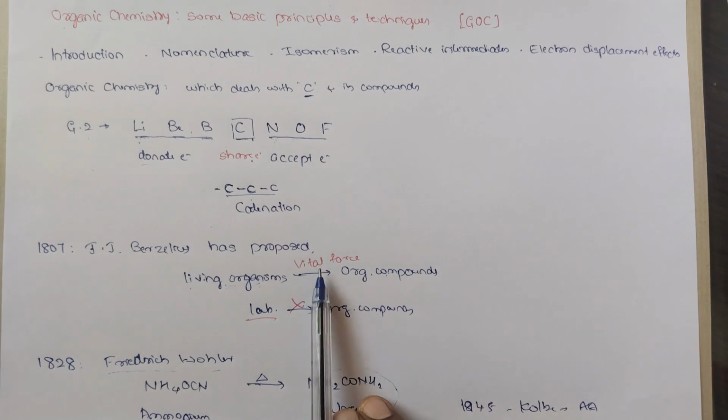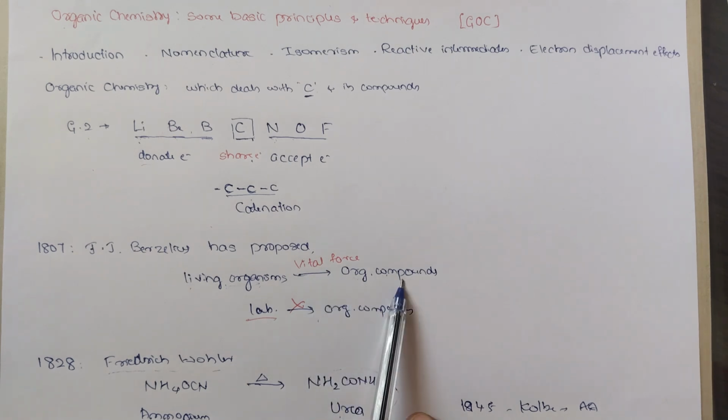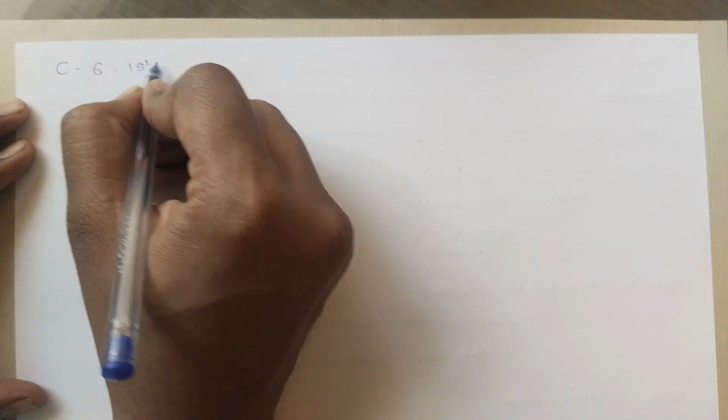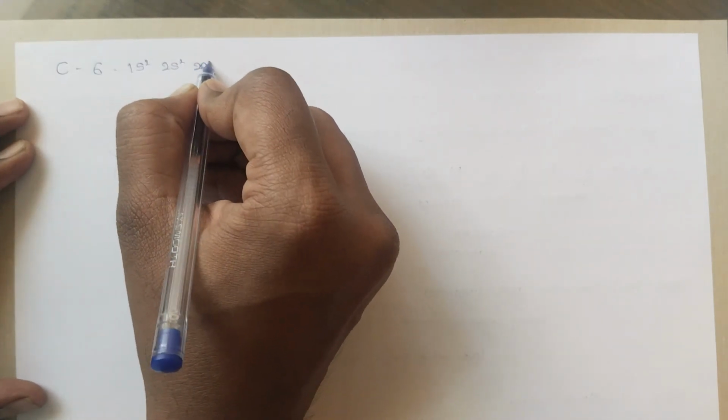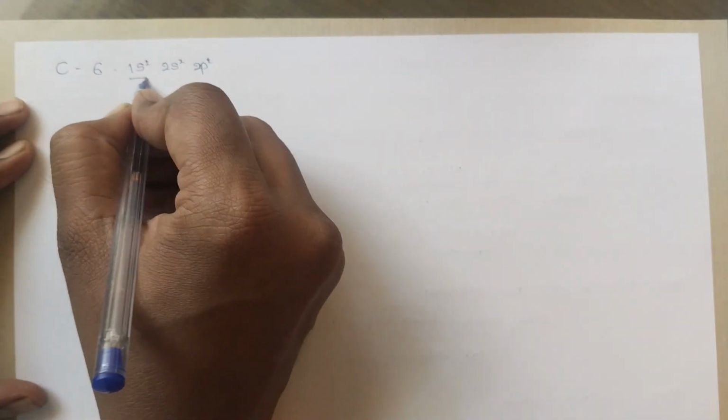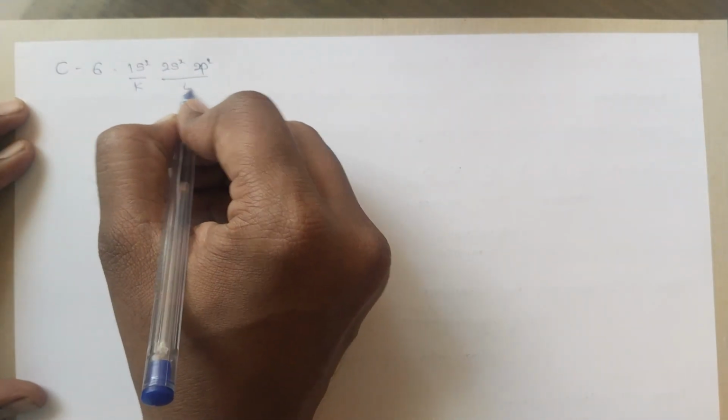Only with that vital force can we synthesize organic compounds from the living organism. The carbon, what is the atomic number of carbon? Atomic number is 6. Electronic configuration is 1s2 2s2 2p2. Okay, this is K shell, this is L shell.